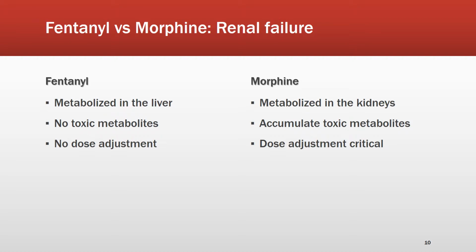One other thing to keep in mind with fentanyl versus morphine, if you have a patient with renal problems, renal failure, dialysis patients, fentanyl is metabolized in the liver, so there are no toxic metabolites from that. You don't have to adjust the dose of fentanyl in those patients. Morphine, on the other hand, is metabolized in the kidneys, so you can accumulate toxic metabolites from that, and you have to adjust your dosing based on that, so keep that in mind.